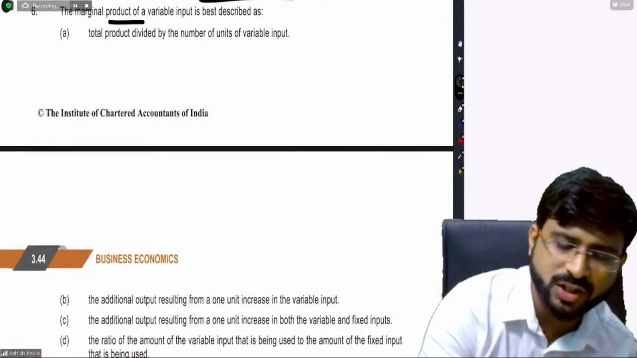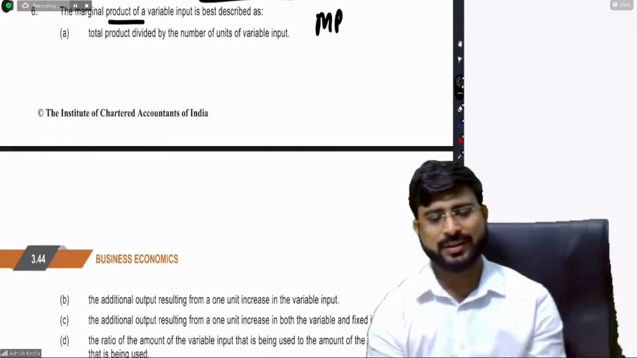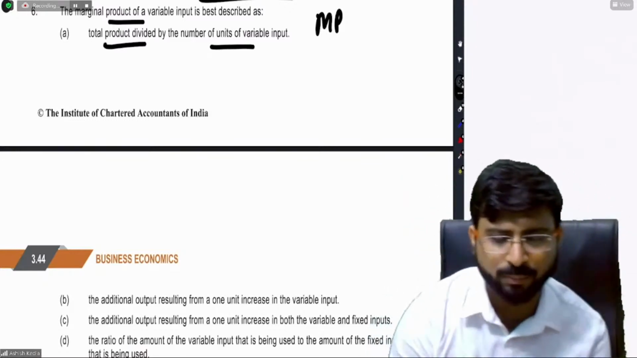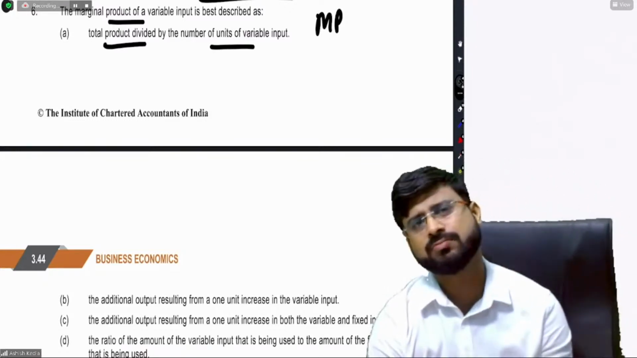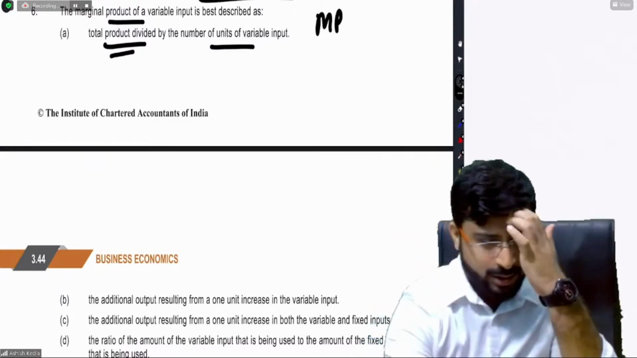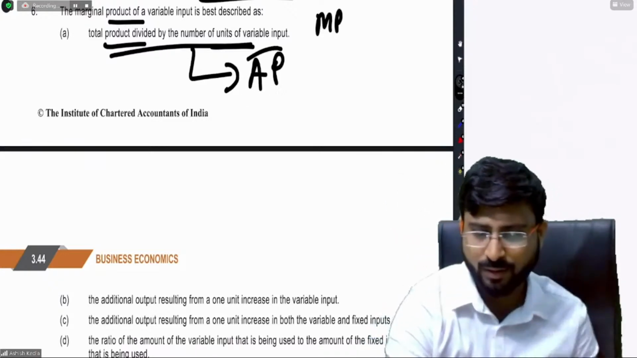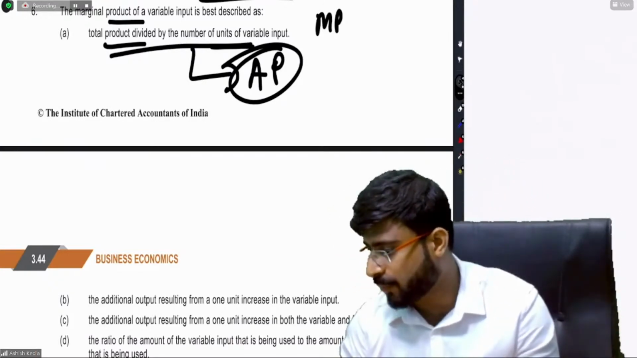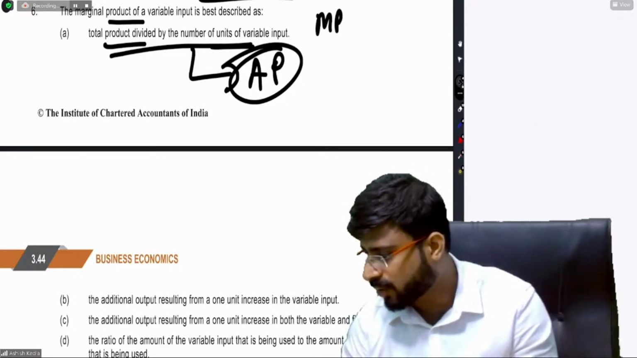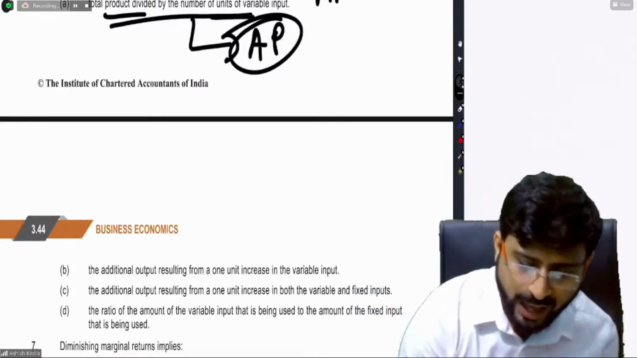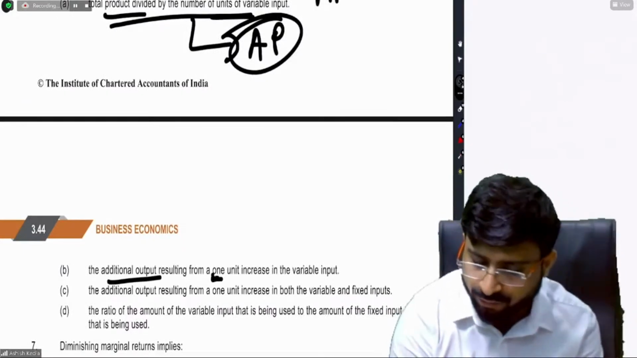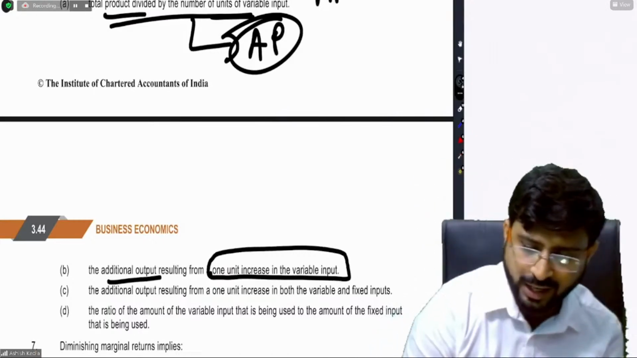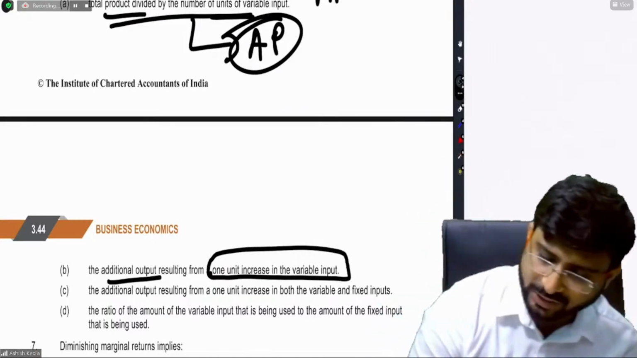Okay. Now the question is the formula of MP. The MP of a variable input is best described as total product divided by the number of units of variable input. This is average product. We have been asked marginal product. Everyone, we have been asked marginal product. This we have is average product. Additional output resulting from 1 unit increase in input. Correct. Additional output from 1 unit increase in input.